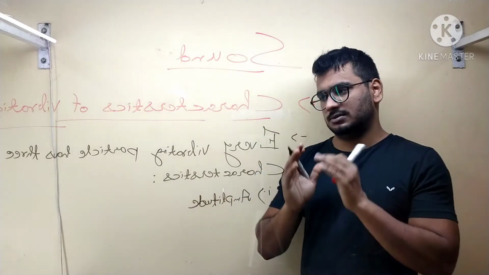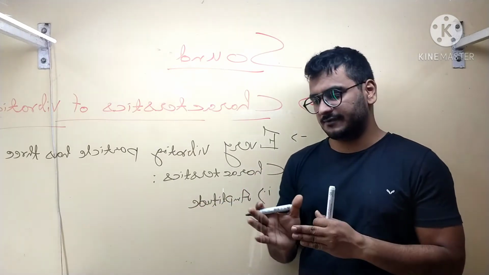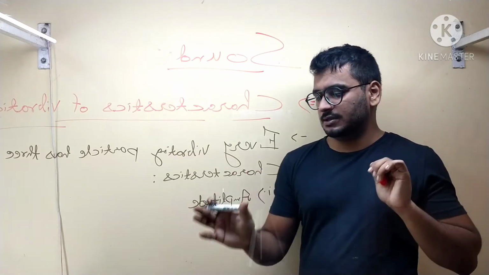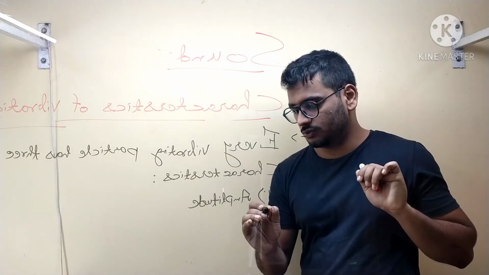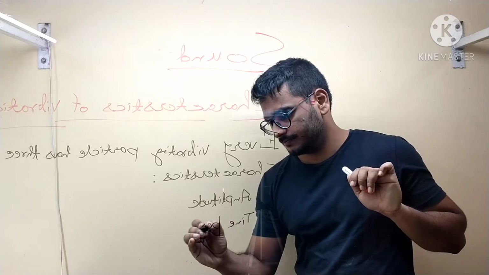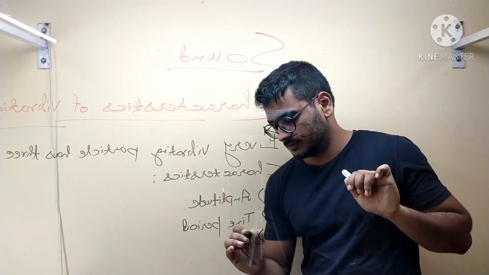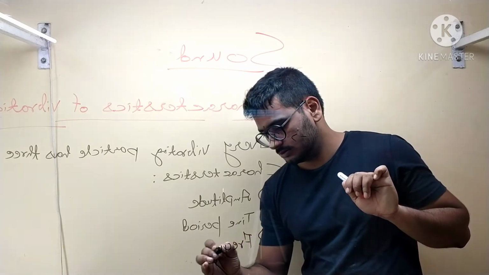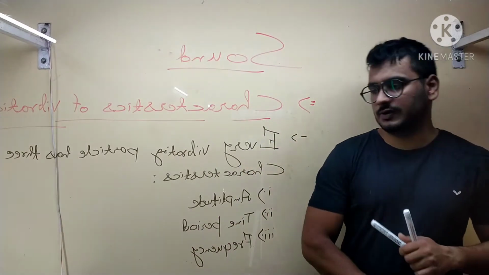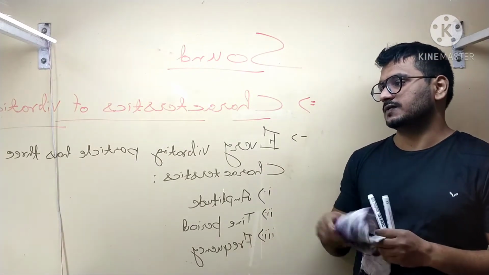You may be wondering what amplitude is; I will define it one by one. Just write down first of all the three characteristics. Number one is amplitude, number two is time period, and number three is frequency. These are the three characteristics of a vibration, or you can say a vibrating body. I will discuss them one by one. Note this one.